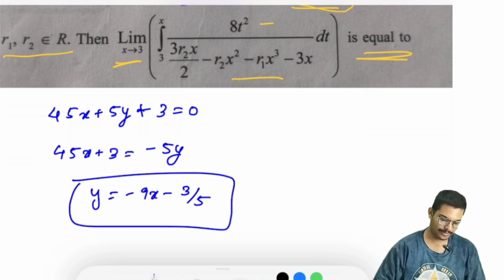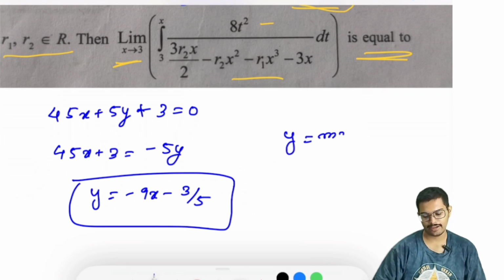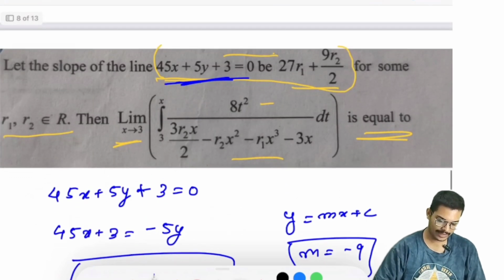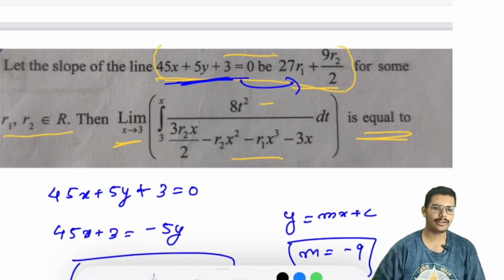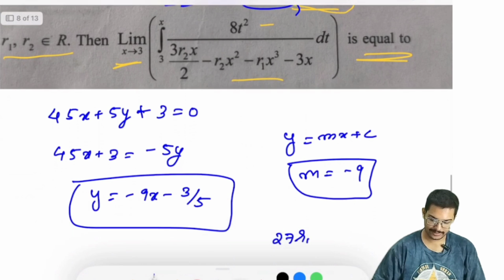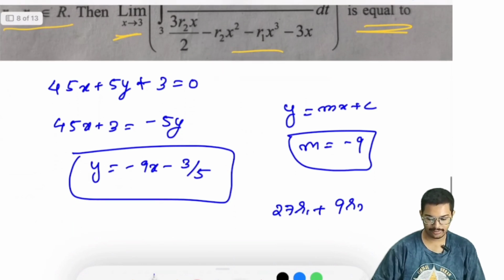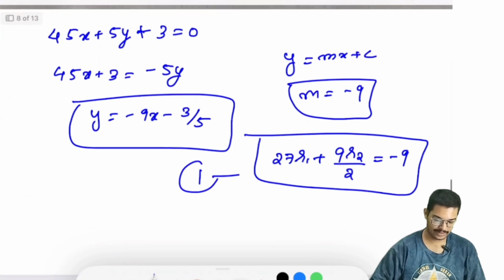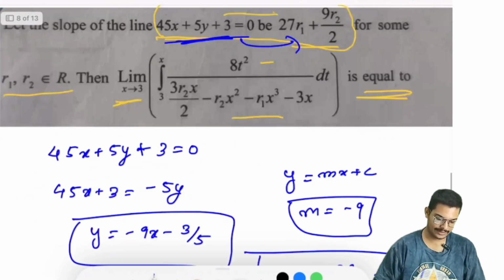Now, what is the slope of this line? It is of the form y equal to mx plus c, hence slope equal to minus 9. Now, what is given? Slope of this line is this, which means (27 r1 plus 9 r2) by 2 equal to minus 9. That is 27 r1 plus 9 r2 divided by 2 equal to minus 9. This is the conclusion. Now we can proceed with this limit.